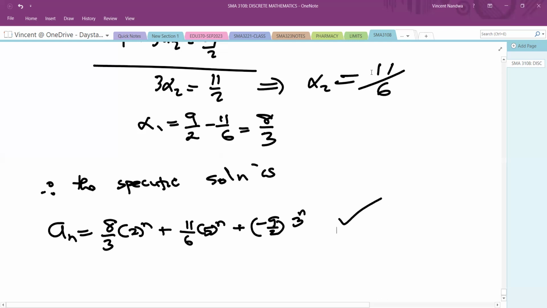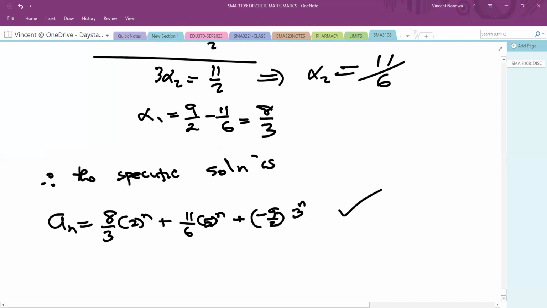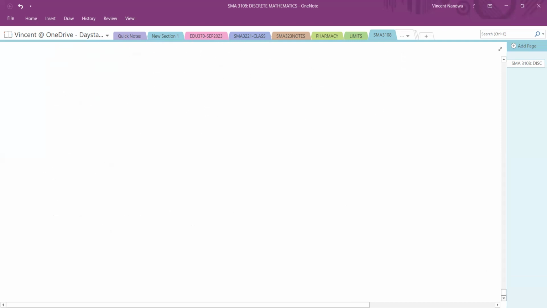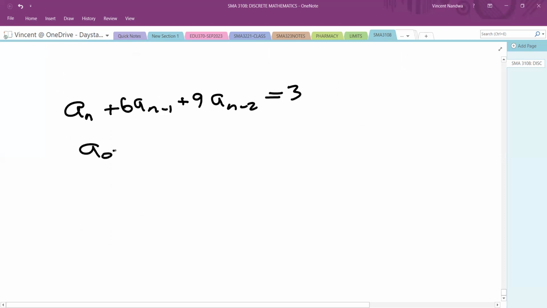So at your own free time, try to solve this. Solve the difference equation a_n plus 6 a_(n-1) plus 9 a_(n-2) equals 3, with a_0 equals 0 and a_1 equals 1.